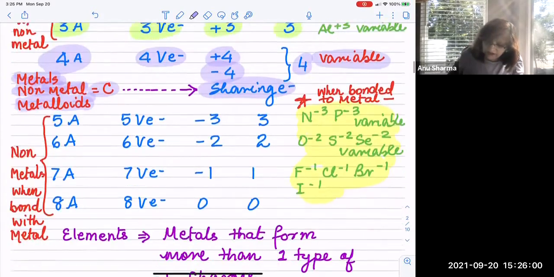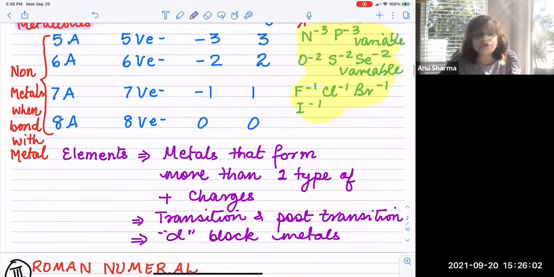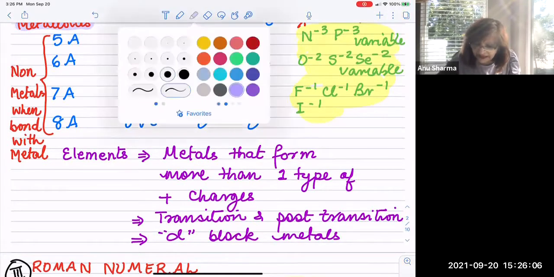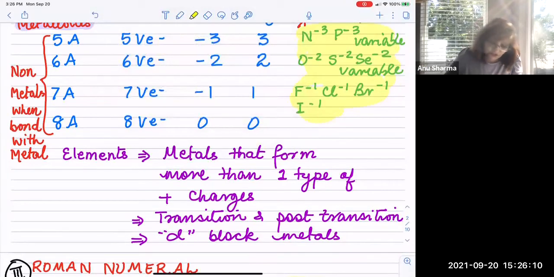Okay, now let's look at the elements that are present in group 5A. 5A, 6A, 7A, and 8A, these guys are all non-metals. So non-metals present in group 5A have 5 valence electrons. And how many more electrons do they need to get 8? That is 3 more electrons.